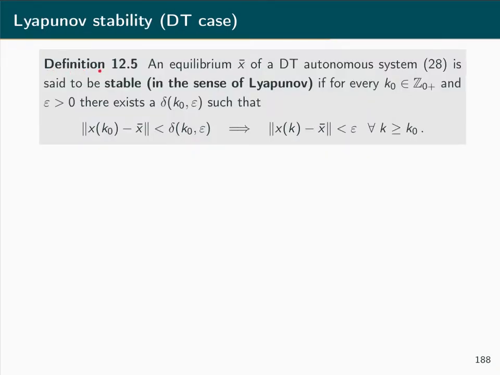Now, definition 12.5 states that any equilibrium x bar of a discrete-time autonomous system is said to be stable in the sense of Lyapunov, or simply stable, if for every time step k0 and every positive epsilon there exists a delta which depends on this k0 and the epsilon, such that if the initial condition x of k0 is delta close to the equilibrium point x bar, then the entire state trajectory will remain epsilon close to the equilibrium point x bar for all times k greater than or equal to k0.